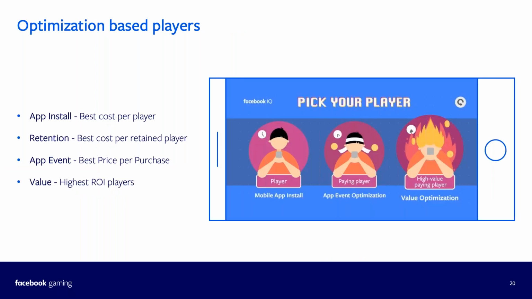This is a very simplified brief of how it looks. These optimization methods serve different KPIs and allocate delivery to the most relevant type of users. We have app installs, which will find the best cost per player. We have retention optimization, which will find the best cost per returning or retained player for day 2 or day 7. We have app events, which gives you the best price per desired action, usually a purchase. And value, which is supposed to bring the highest return on ad investment, the highest paying players, to your game.